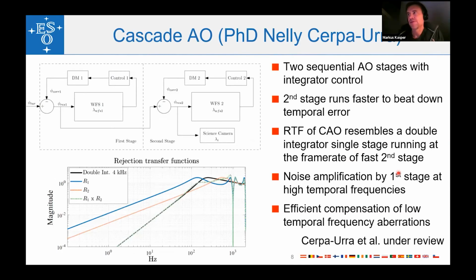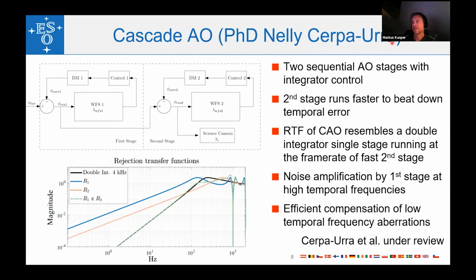So one thing you can do if you want to beat down the time delay error is, of course, to run the system faster. But with deformable mirror technologies, secondary deformable mirrors, that's not always possible. In the ELT case, for example, the M4 can be driven with up to 1 kilohertz, so we cannot go faster with this device. So we need a second fast stage to beat down the temporal error. The most simple approach is that you just put another adaptive optics system. You see here a second stage with its own wavefront sensor behind the first one, and you let it run faster to beat down the temporal error.